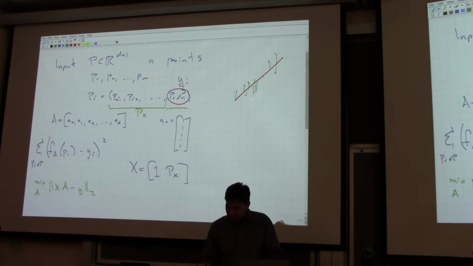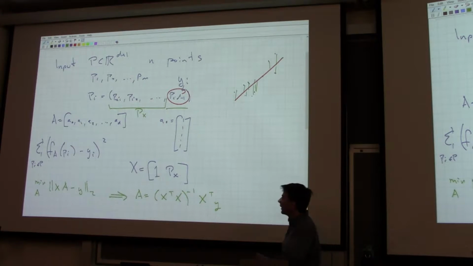so now I mentioned this before, but there's a solution to this, that this vector A, you can write this as x transpose x inverse x transpose y.